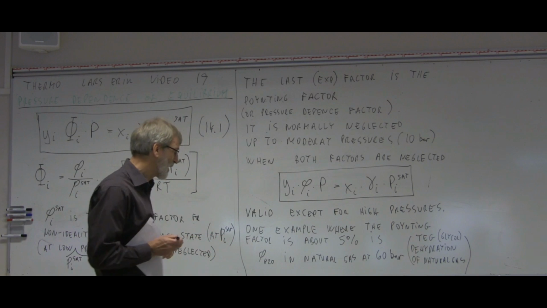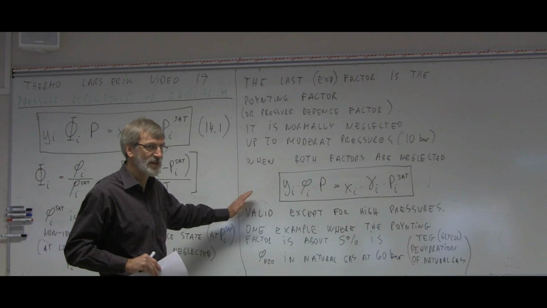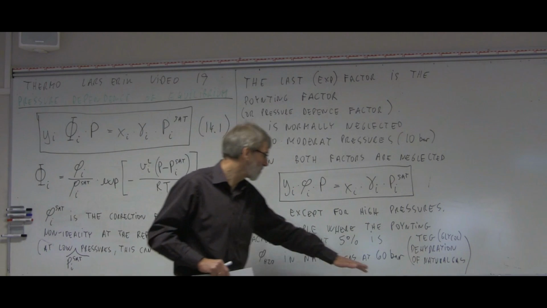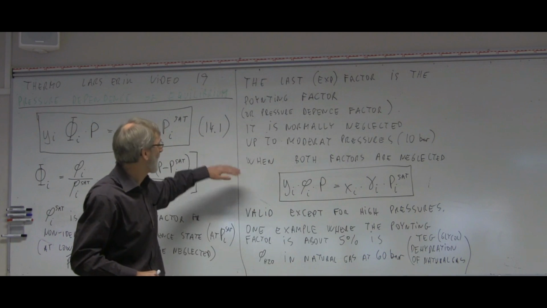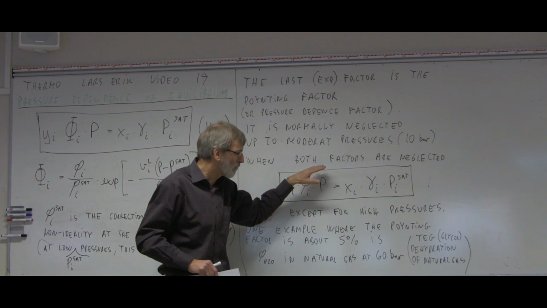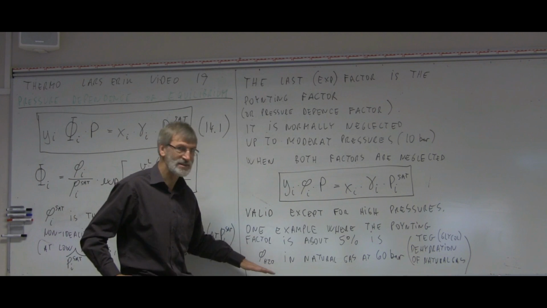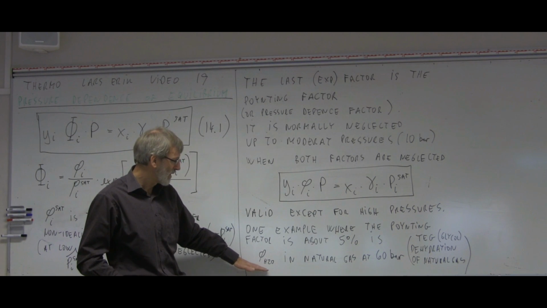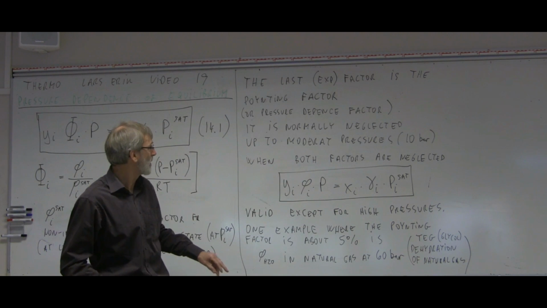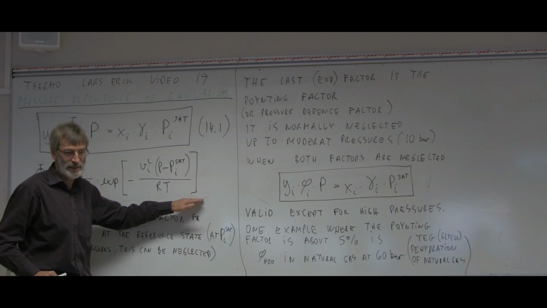And in gas processing, in natural gas processing, the pressure can typically be about 60 bar, and then this Poynting factor might be important. And in the case of the fugacity coefficient of water in natural gas at 60 bar, this Poynting factor counts for about 5%.